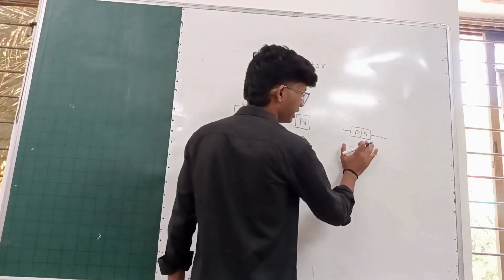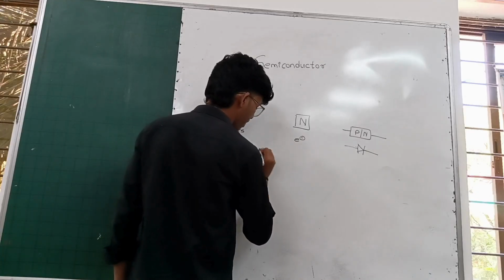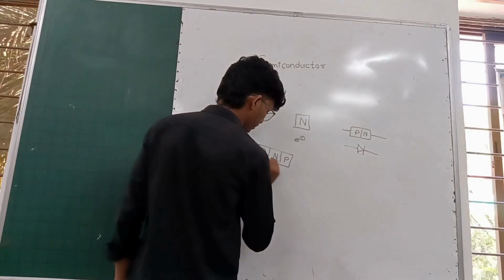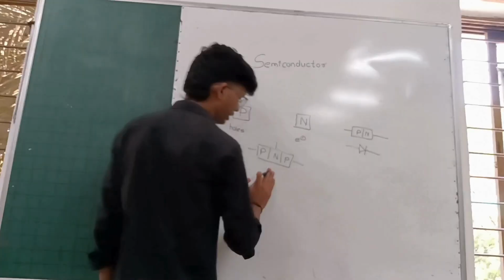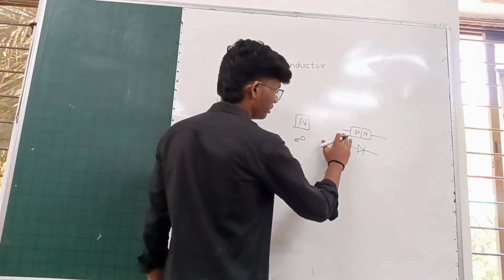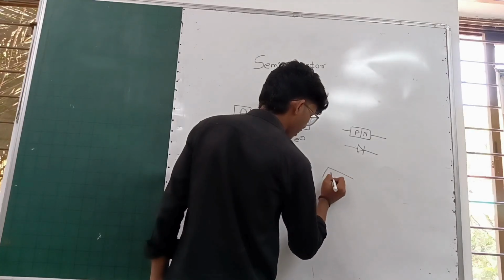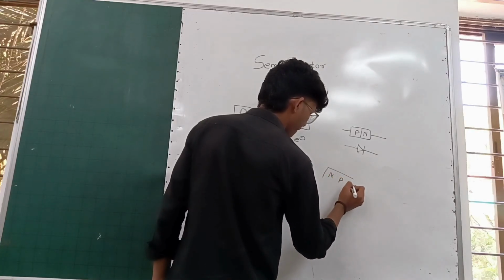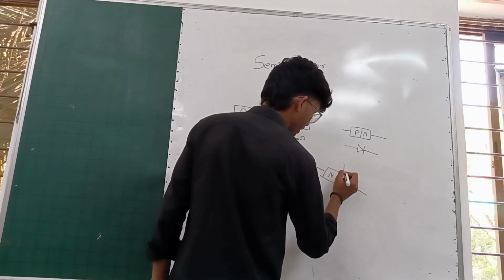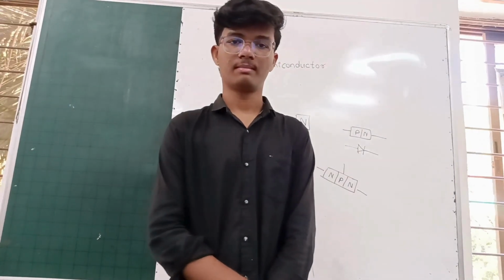But if we connect another p-type semiconductor to this n junction, we will get a PNP transistor. Like that, if we connect an n-type semiconductor at the end of the p-type, we will get an NPN transistor. So now we are going to see what the PNP and NPN transistors are.